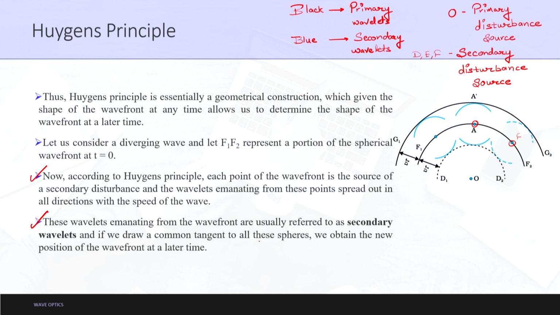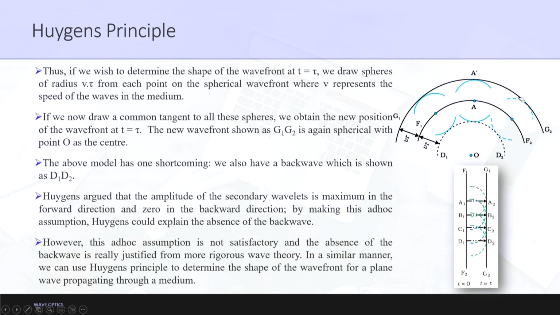If you draw a common tangent to all these spheres, you obtain the new position of the wavefront at a later time. At a later time, say tau, it is quite evident that the radius will be equal to distance, which is speed into time. Speed is given as v, and time is given as tau. So, the radius of this will be nothing but v into tau. Let us move on to the further discussion. The point I just said is written in these positions. Now, let us move on to today's discussion.